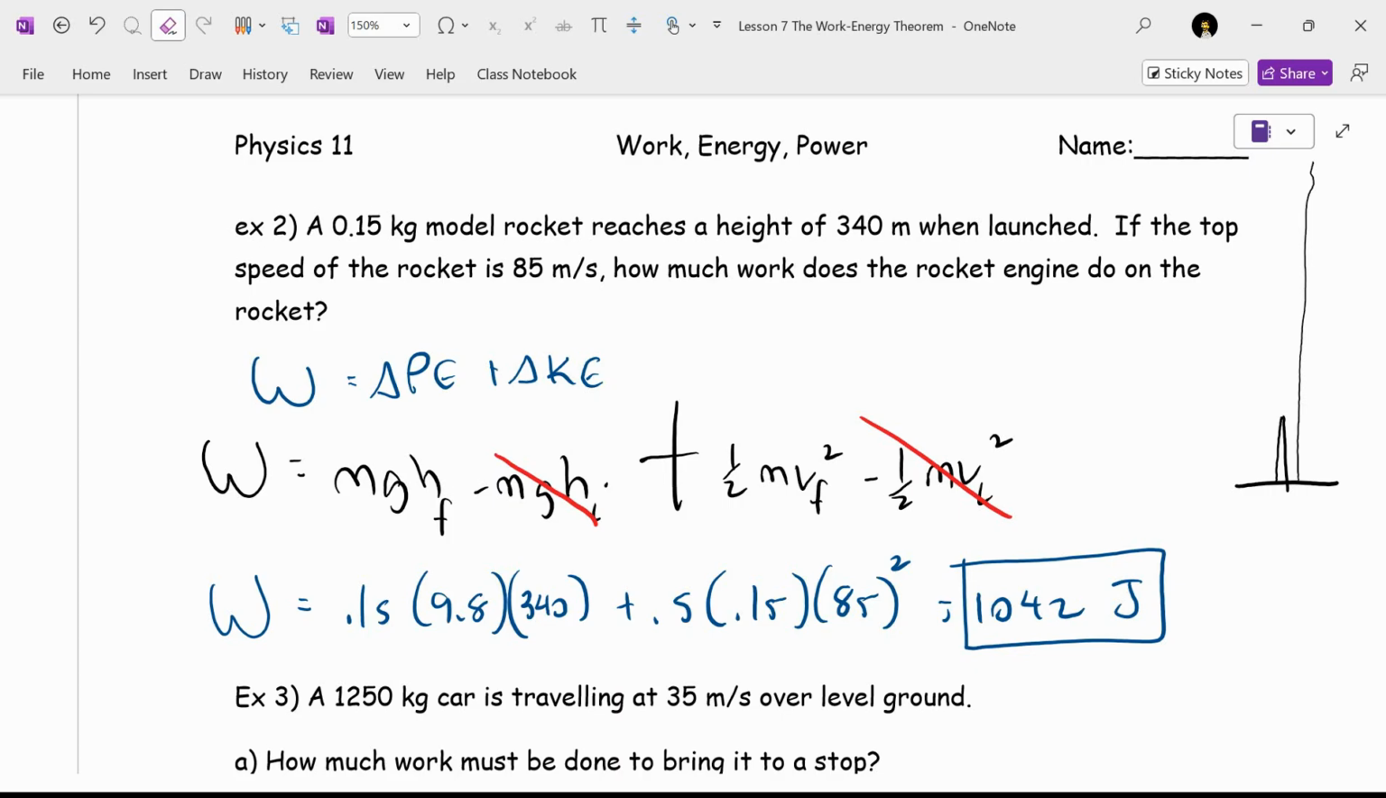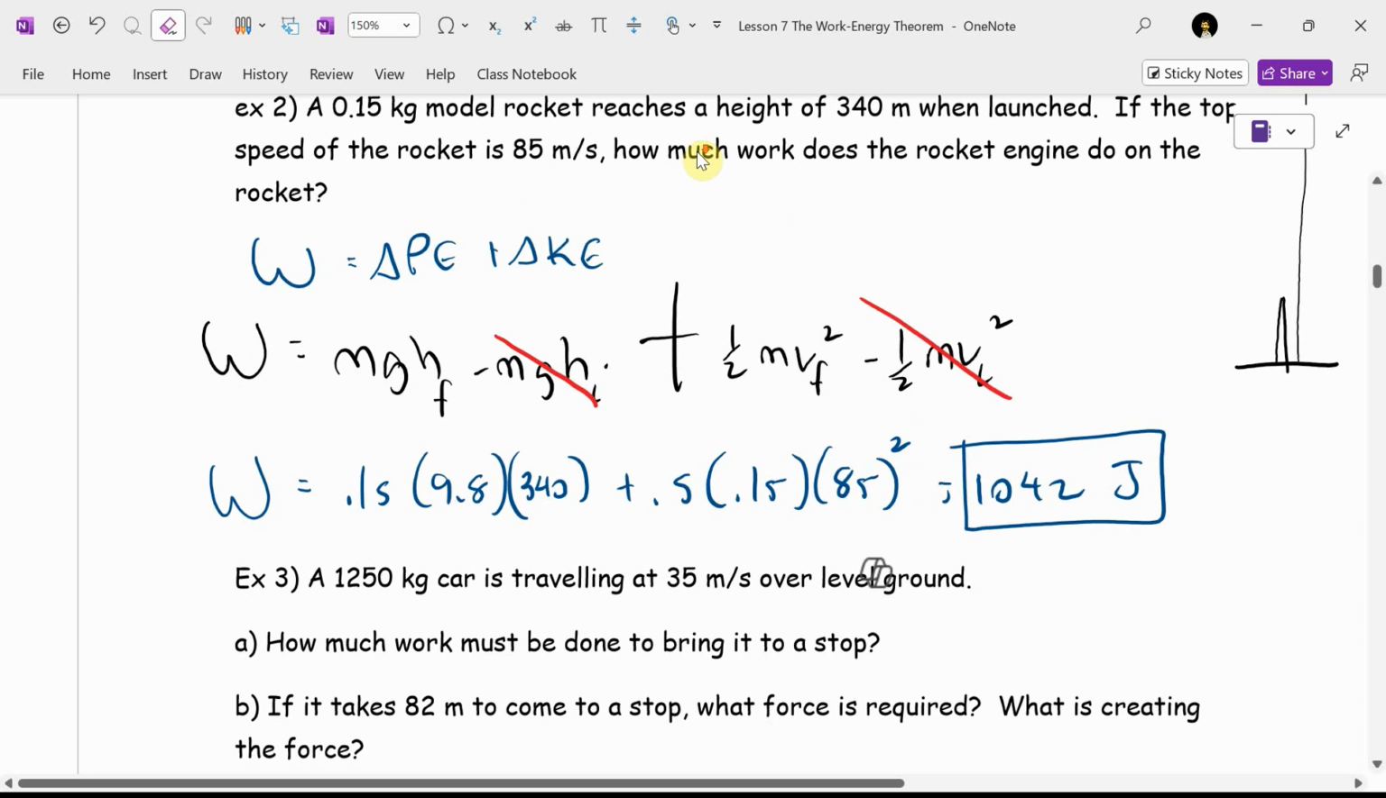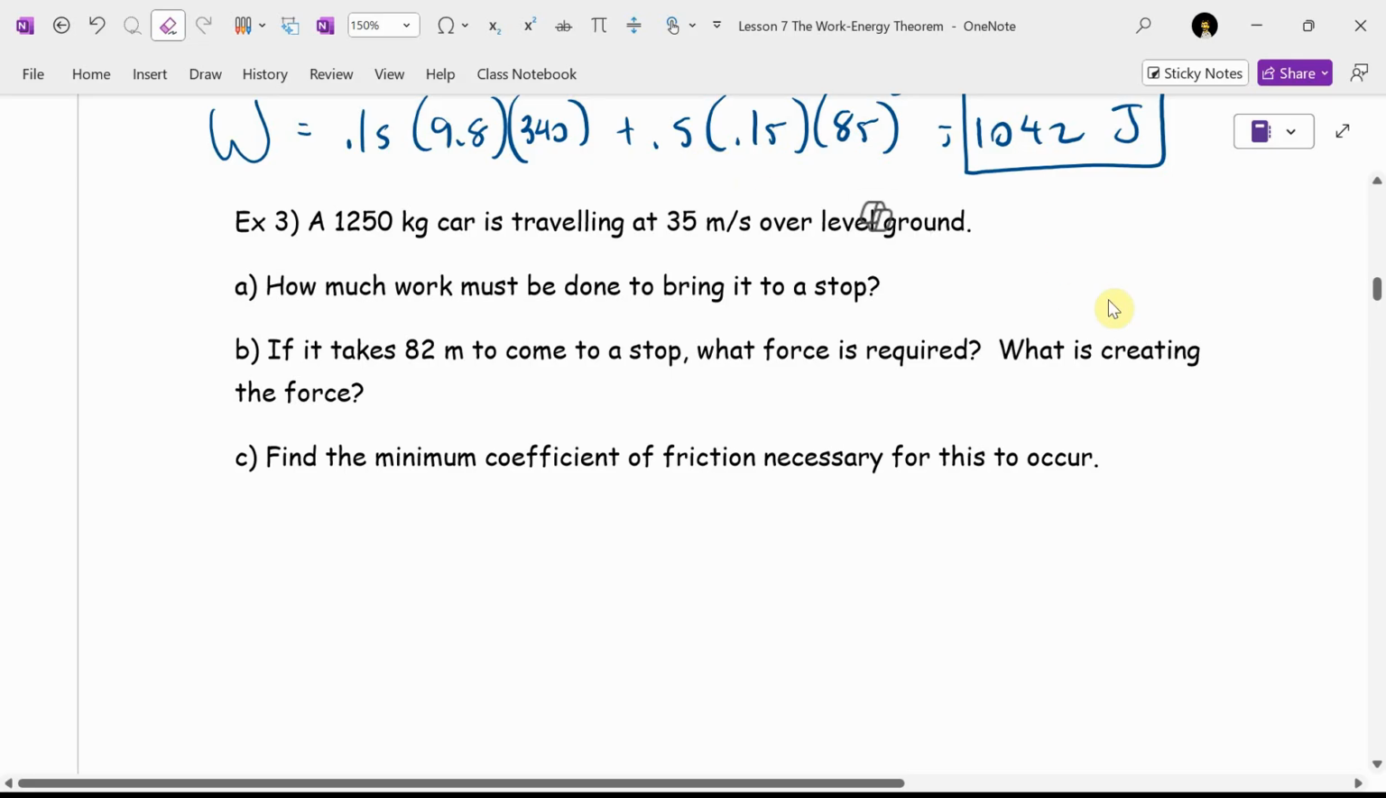I will say, although I love rockets, I don't know if I like this question. I kind of like example 3. Really what I like, I think, is example 4. But let's do example 3 first. Charlie, a car is traveling at 35 meters per second over level ground. Oh, level ground. Charlie, what's my change in potential energy going to be? Let's remember that. We'll put that in the back pocket.